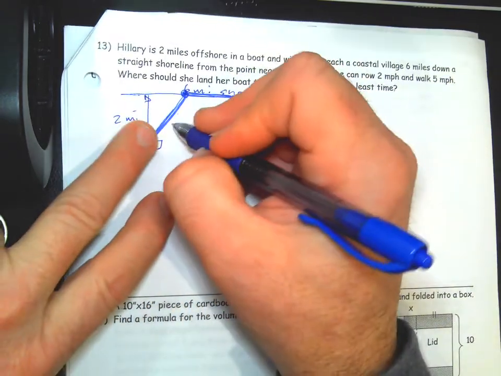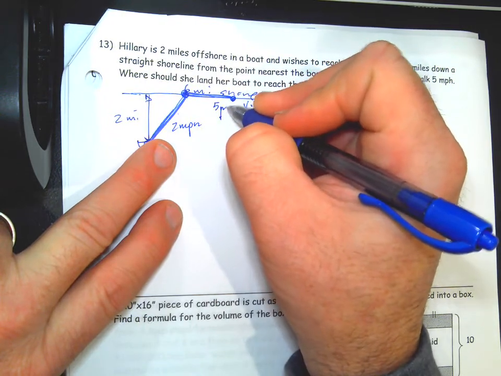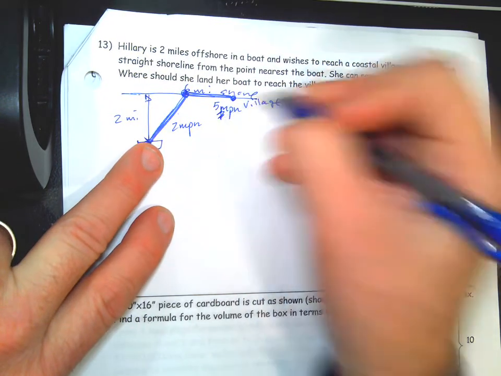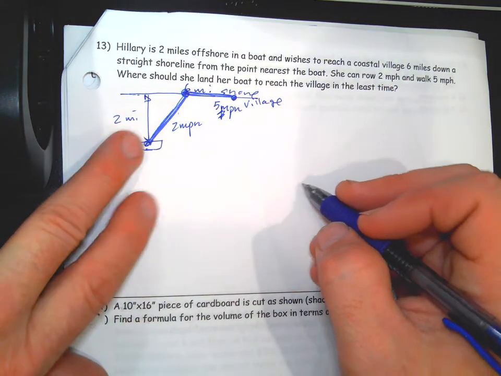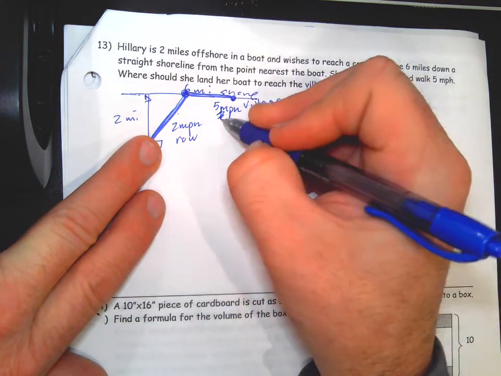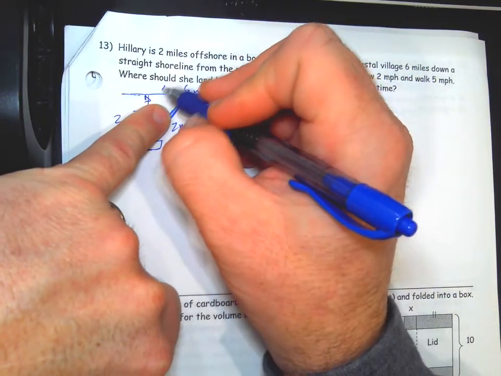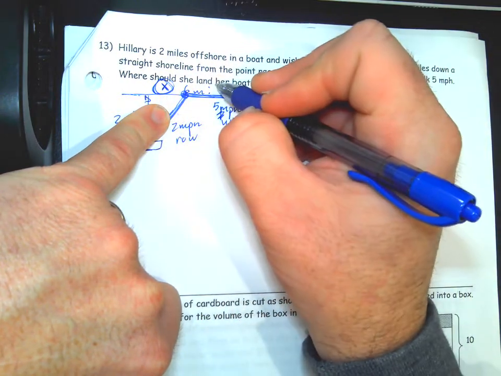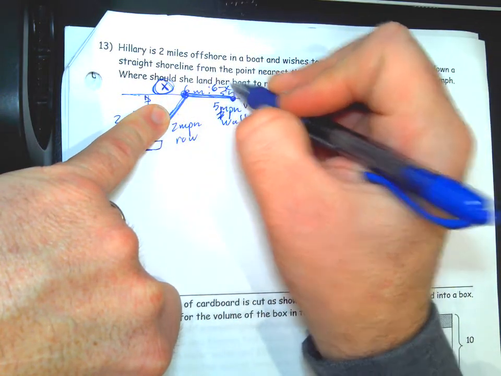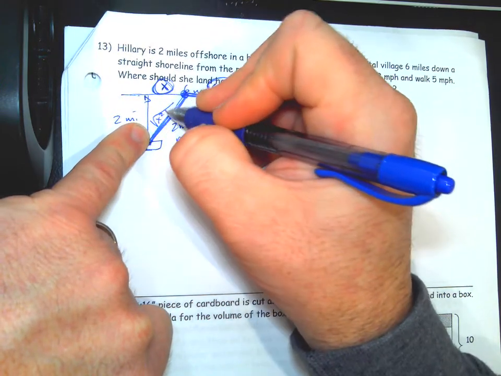She can row 2 miles per hour. She can walk 5 miles per hour. Often it's harder to row than to just walk on ground. Okay. So this is rowing. This is walking. So we need to come up with a variable. And I'm telling you, this is the best place to put it. If they haven't given it to you, this is the best place. It's the least messy place. So then this distance is 6 minus x. And this one, using Pythagorean theorem, is the square root of x squared plus 4.